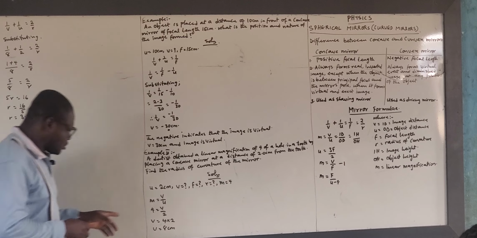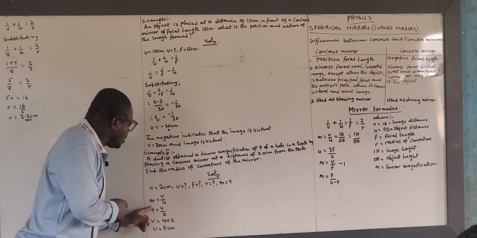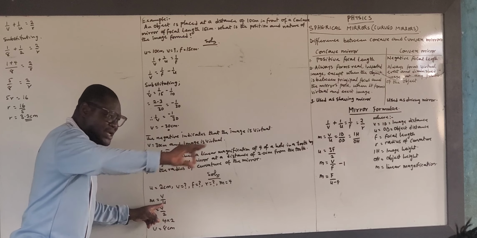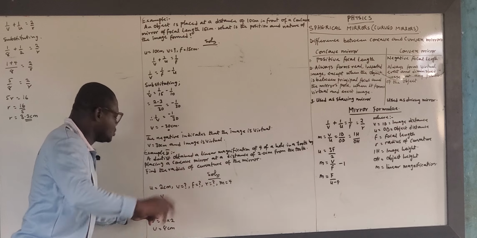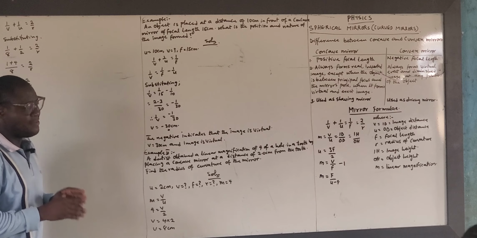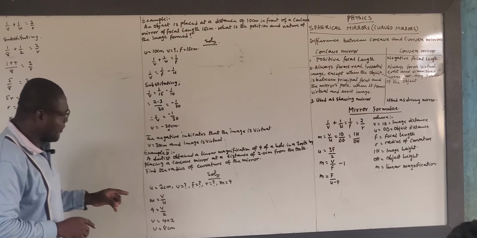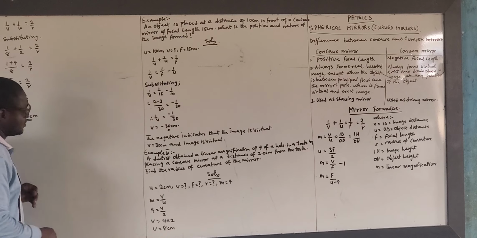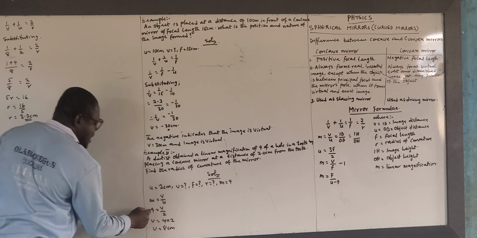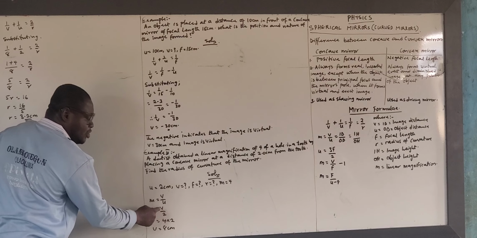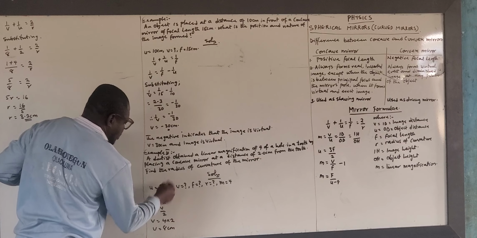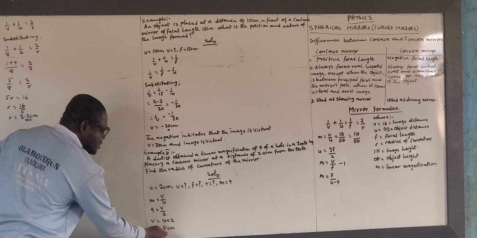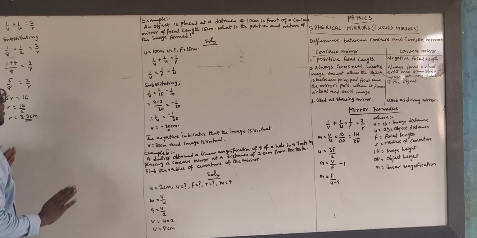Which formula are we now using? Since we have the magnification and the object distance U, we make use of M is equal to V over U. So our M is 4 here, then our V is unknown over our U, which is 2. Then V is equal to cross multiplication, 4 times 2, which is 8 centimeter, our V.